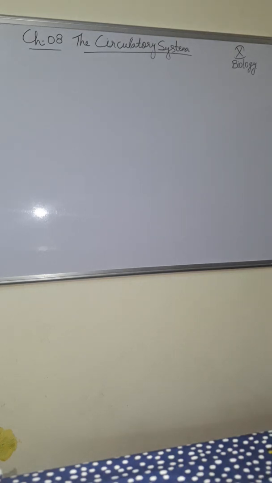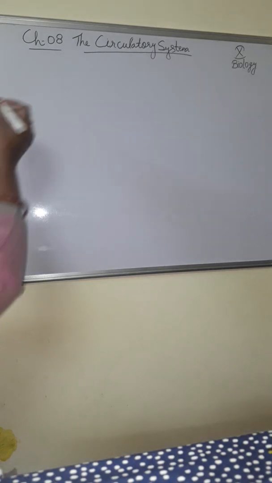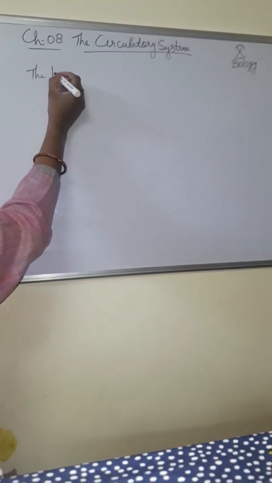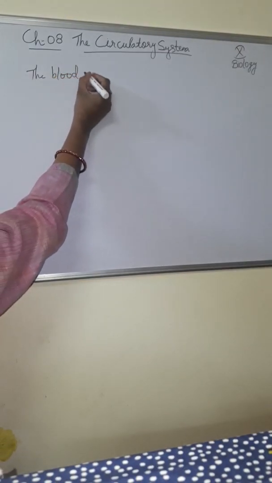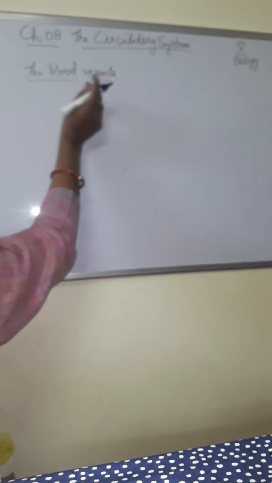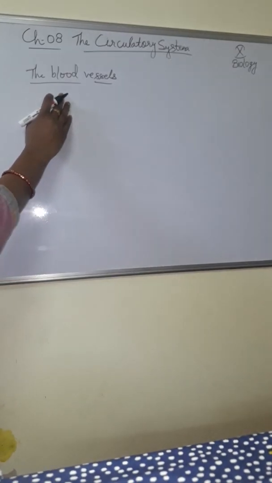Hello class 10th. Today I am going to start with this new topic, that is the blood vessels in chapter 8, that is the circulatory system. Now new topic in this chapter, the blood vessels. Okay. Blood vessels are branched tube extending from the heart to all parts of the body.